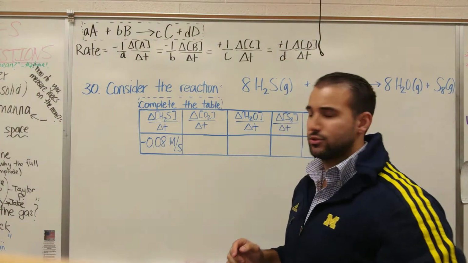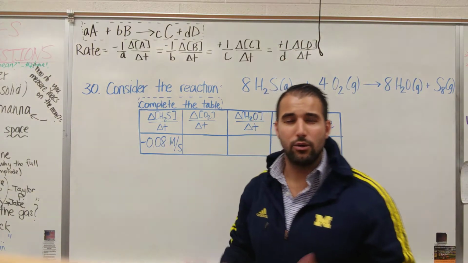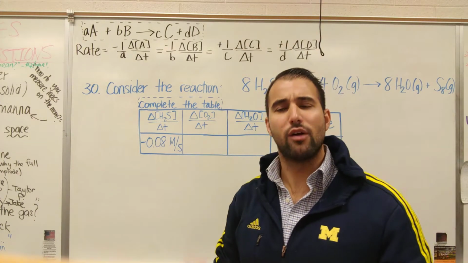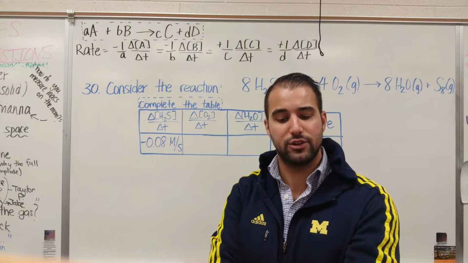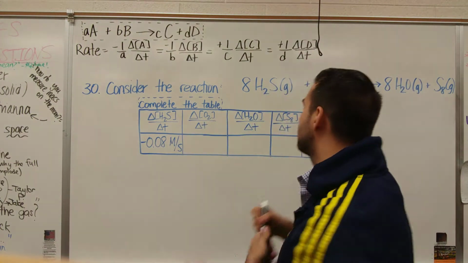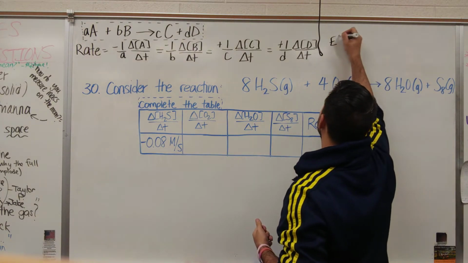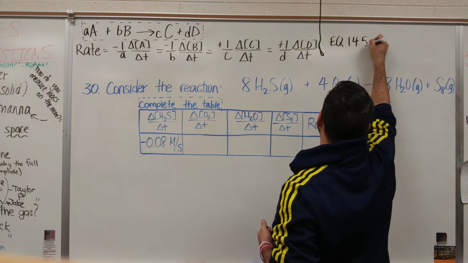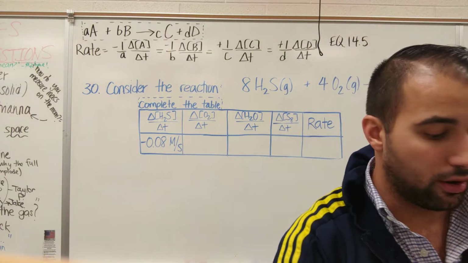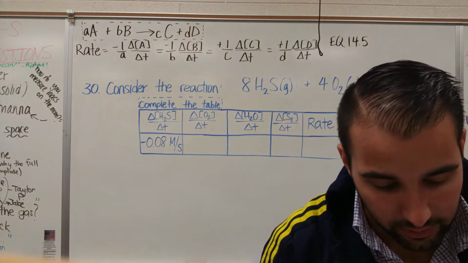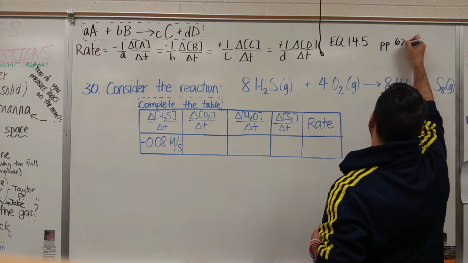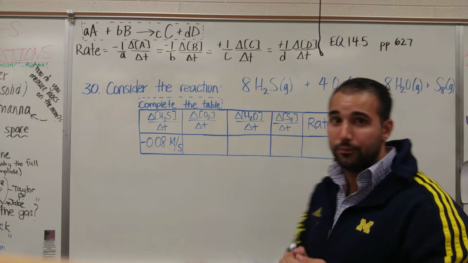Alright, hey AP Chemistry. I just wanted to make a brief video on something that we talked about in class having to do with calculating the rate of a reaction using stoichiometric coefficients. So I wanted to remind you of this equation, and I said it a couple of times. This is equation 14.5, and this is in your text in chapter 14. Specifically, if you want to know where equation 14.5 is found, it's found on page 627 in your textbook.